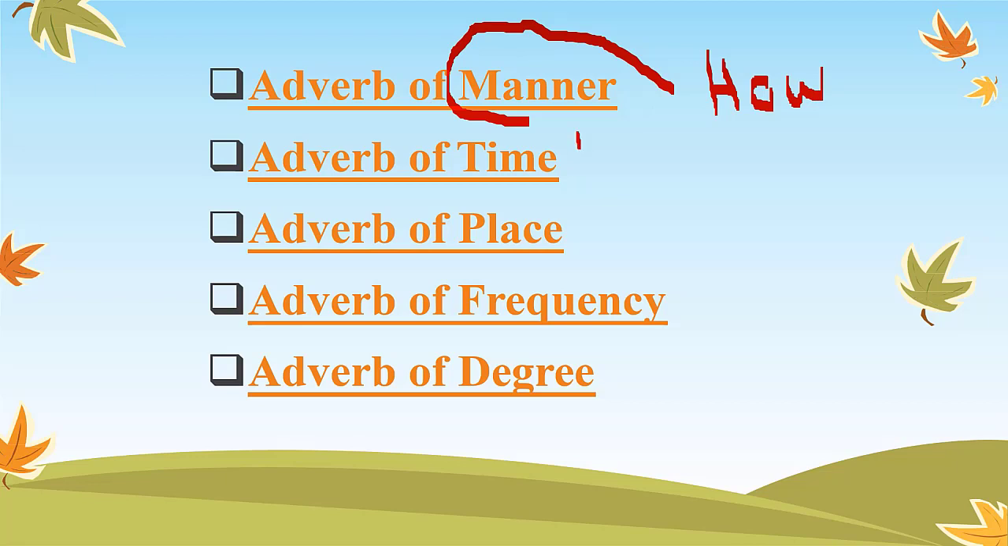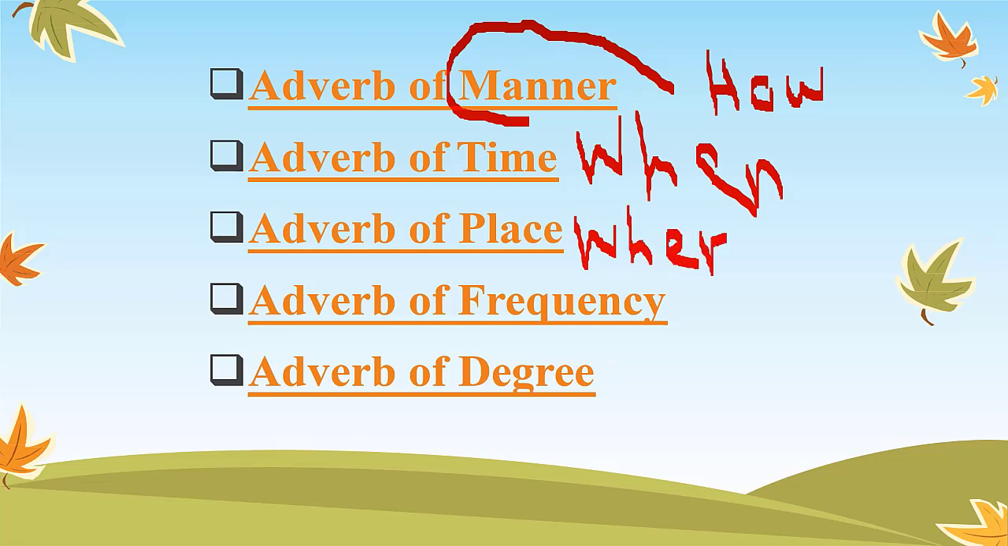Then adverb of time. Adverb of time answers the question when. So when did he come? He came yesterday. Adverb of place answers the question where. So we say, where does he live? He lives here.